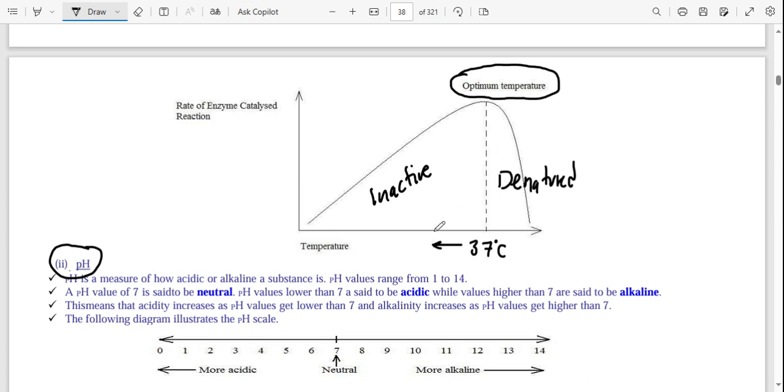Below 37 degrees, the enzymes are going to be inactive because the temperature is low. But if you increase the temperature very much, you start to destroy the enzymes. That destruction is what we call to denature. So above the optimum temperature, enzymes are denatured. Below it, they're inactive. That's why they will not be able to work well. Is that okay?